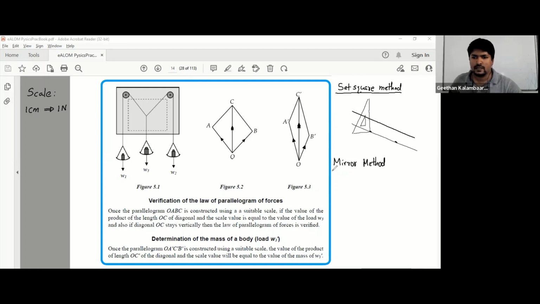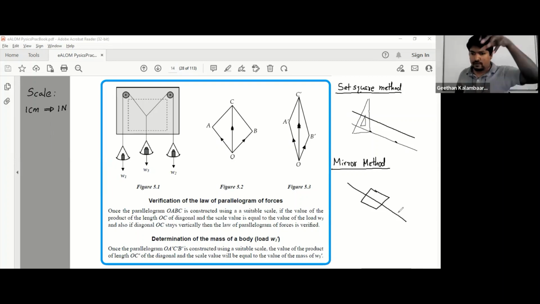So for the mirror method, we need a small piece of mirror. Now say that this is your string. We are going to place the mirror on the white sheet, behind the string. So you have the mirror between the white sheet and the string.